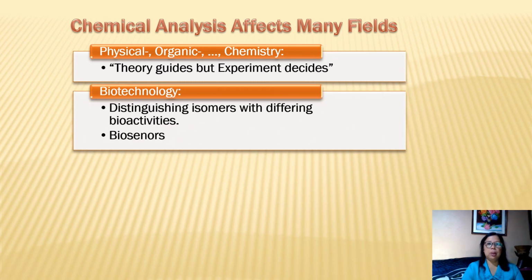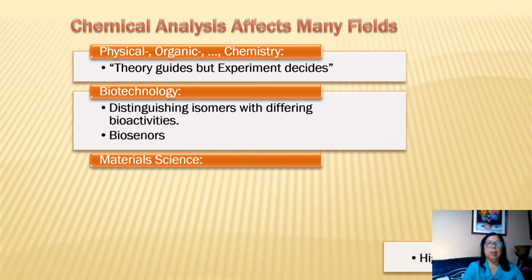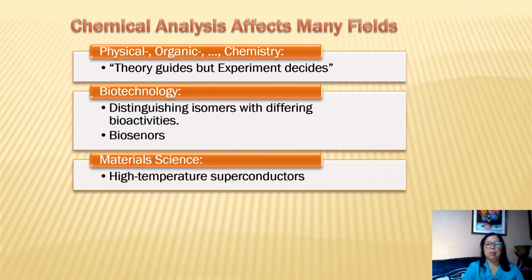Another is biotechnology. Chemical analysis distinguishes distinct structures from one another, especially your isomers and your biosensors. Then material science. An example for this is in relation to energy conductors, which is of high demand in terms of study today because of the many gadgets that we are using now.